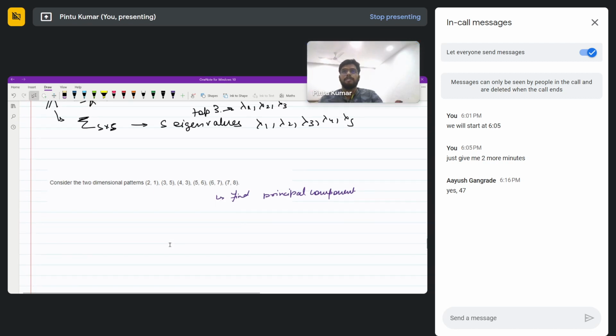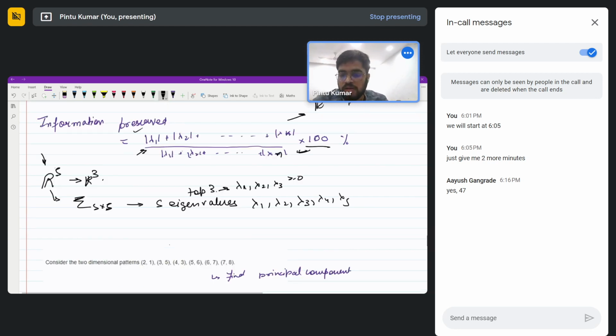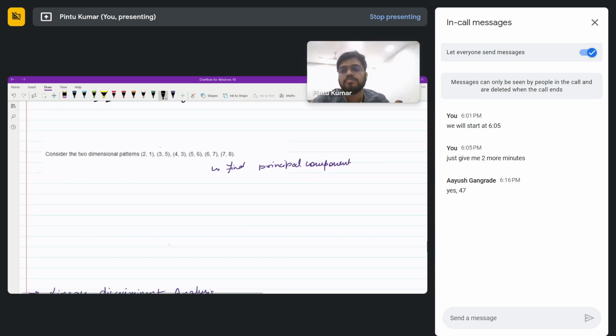Sir, can the question be repeated once again? So he was asking, I'll tell what he was asking. If we have our covariance matrix, the covariance matrix is always positive semi-definite. When you have a positive semi-definite matrix, all your eigenvalues are greater than or equal to 0. So if my lambdas are already greater than or equal to 0, why are we taking the modulus sign in this? That's what his question was.